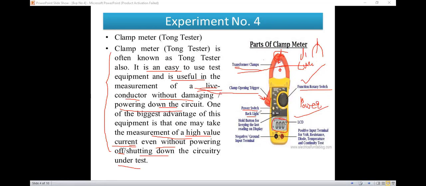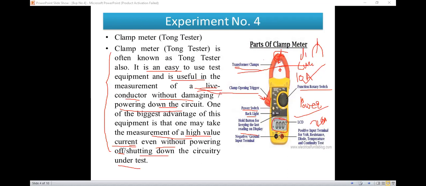Now the hold button is there for keeping the last reading on the display. So if we want to keep the last reading, suppose while pressing and while closing, it shows 10 ampere current. Okay, in this LCD, if we hold this current, then just press this switch, so it will hold the last reading, that is 20 ampere current. Sorry, 10 ampere current.